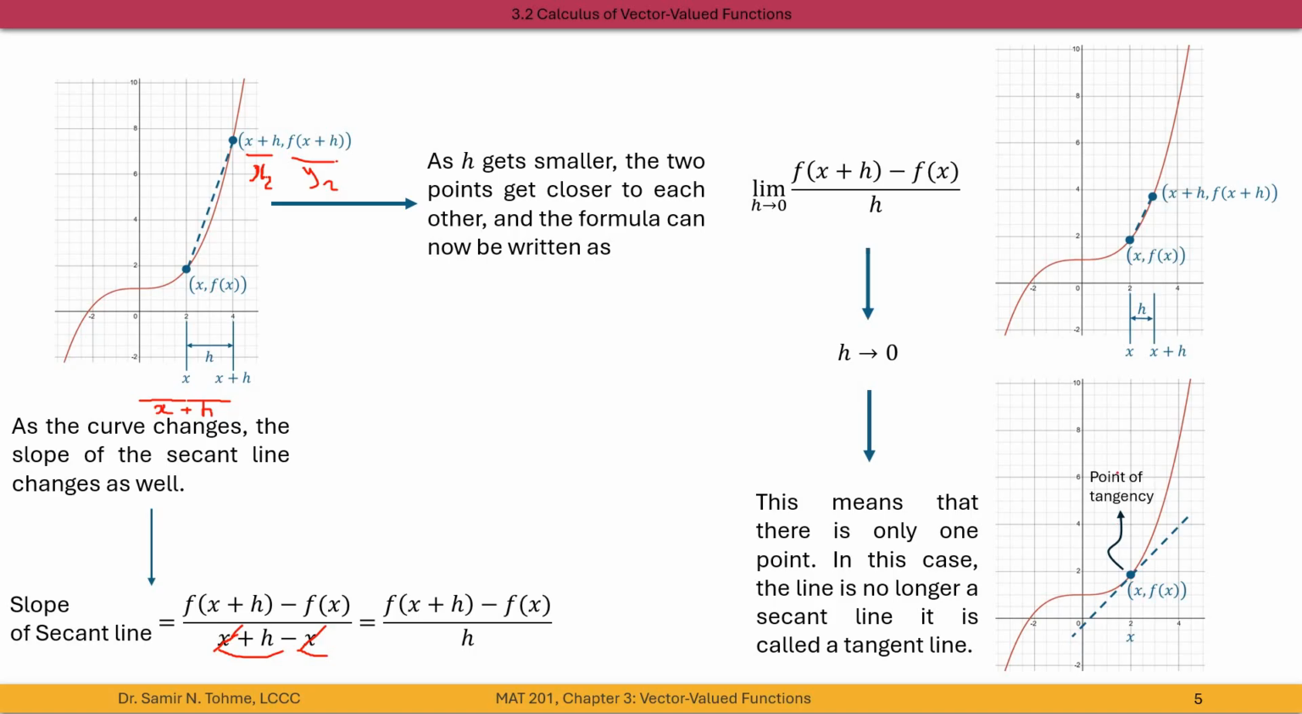In this case, you no longer have a secant line like here and here in the first figure over here. You will have a single point, and this secant line will be called a tangent line, and this is the point of tangency. The point of tangency is given by the first point, x and f of x.